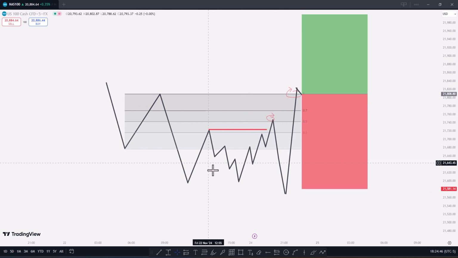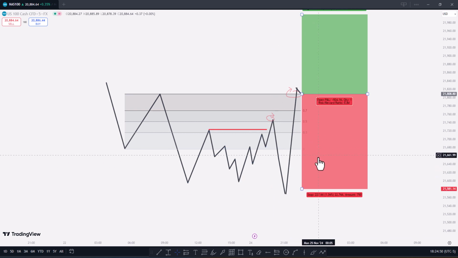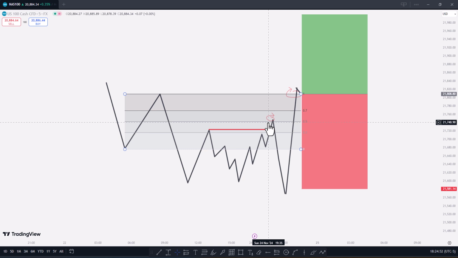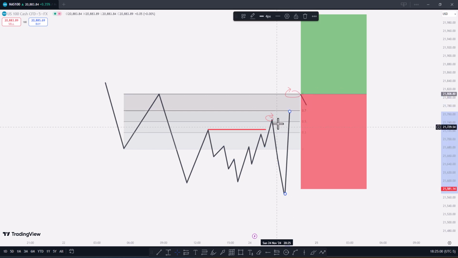So when you see this model right here, this continuation model to the downside, and you are expecting bullishness, you wait for this to get broken. For me, a lot of times price will come back one more time to take the high, but fails to close above it. Right, fails to close above it. For me, this is still bullish.